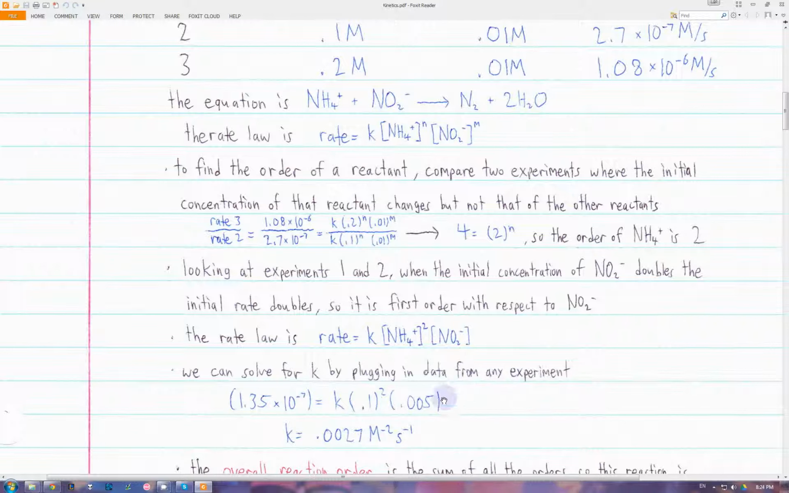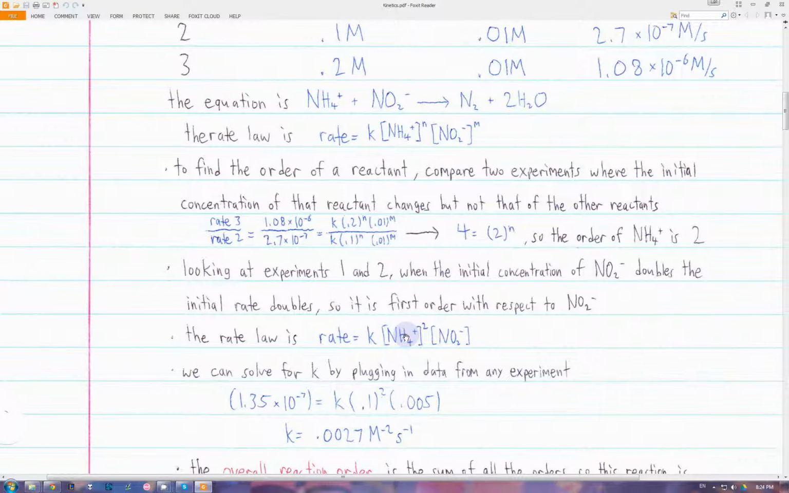And so the units of K are going to be different for every reaction. And so to find them, you just have to make sure the units on both sides of this differential rate law are equal. So the rate, since it's the rate of change of the concentration of a substance, the units of the reaction rate are always going to be molarity per second. And so you have to make sure the right side is also in molarity per second.